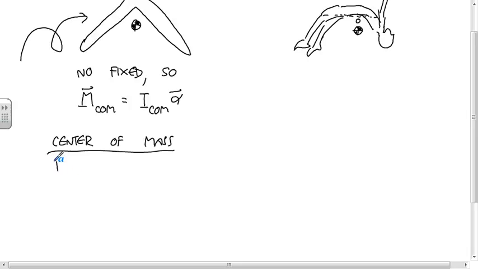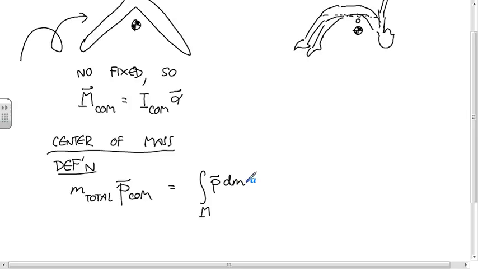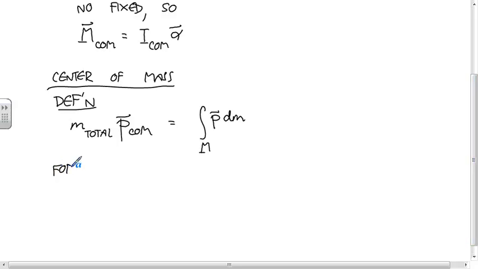The definition of the center of mass is the total mass times the position vector of the center of mass is equal to the integral over the entire mass of P dm. For a homogeneous material, so homogeneous means that it's the same type of material the whole way through the body.